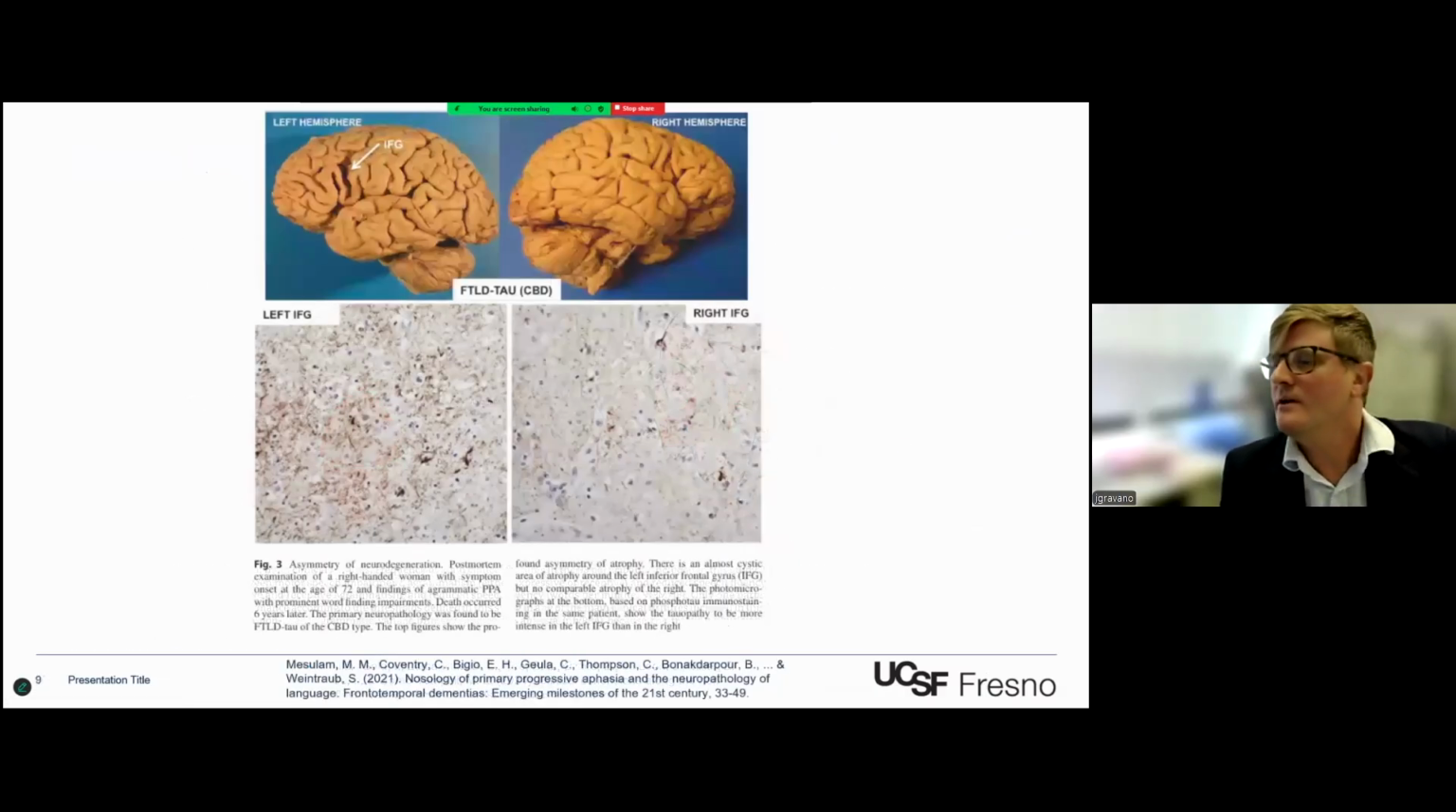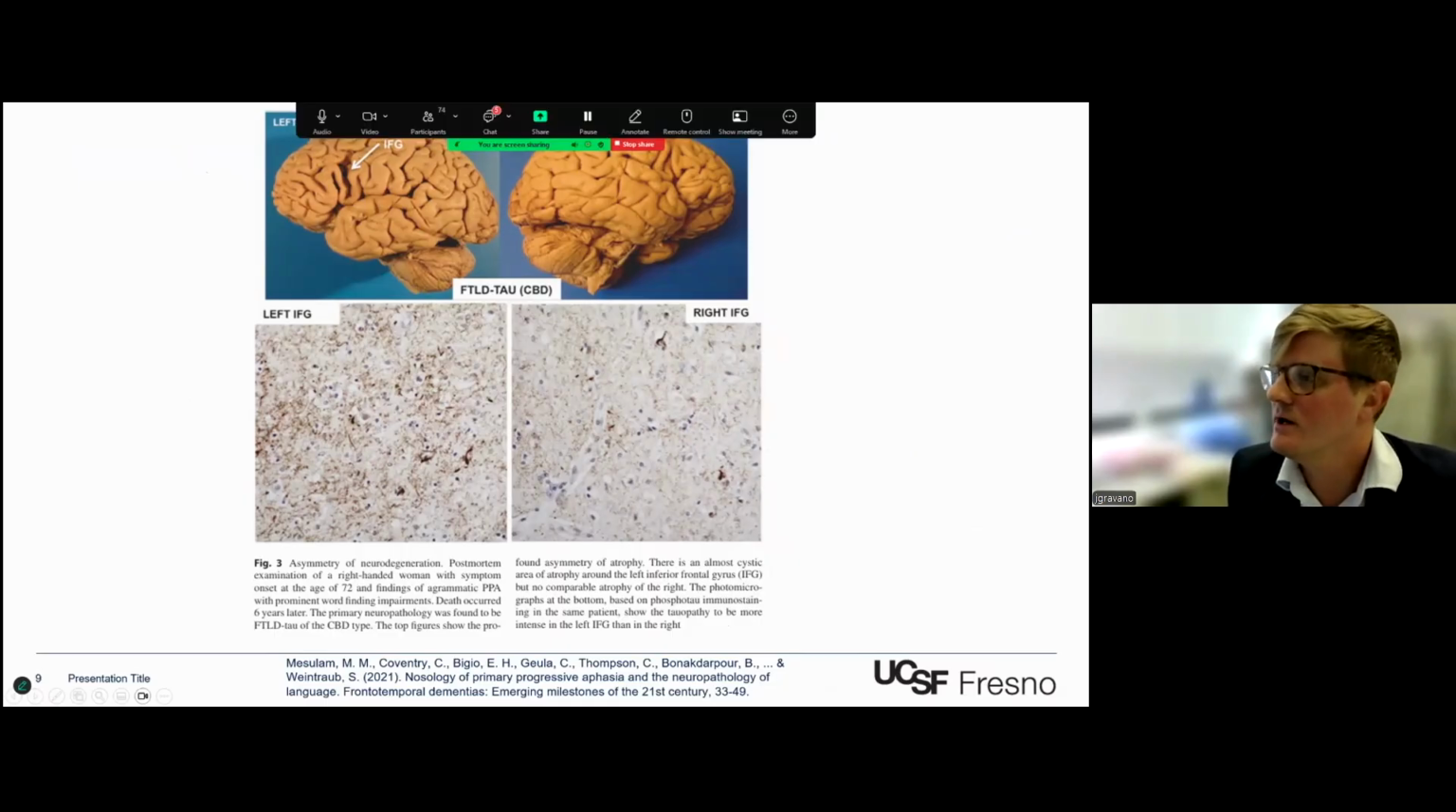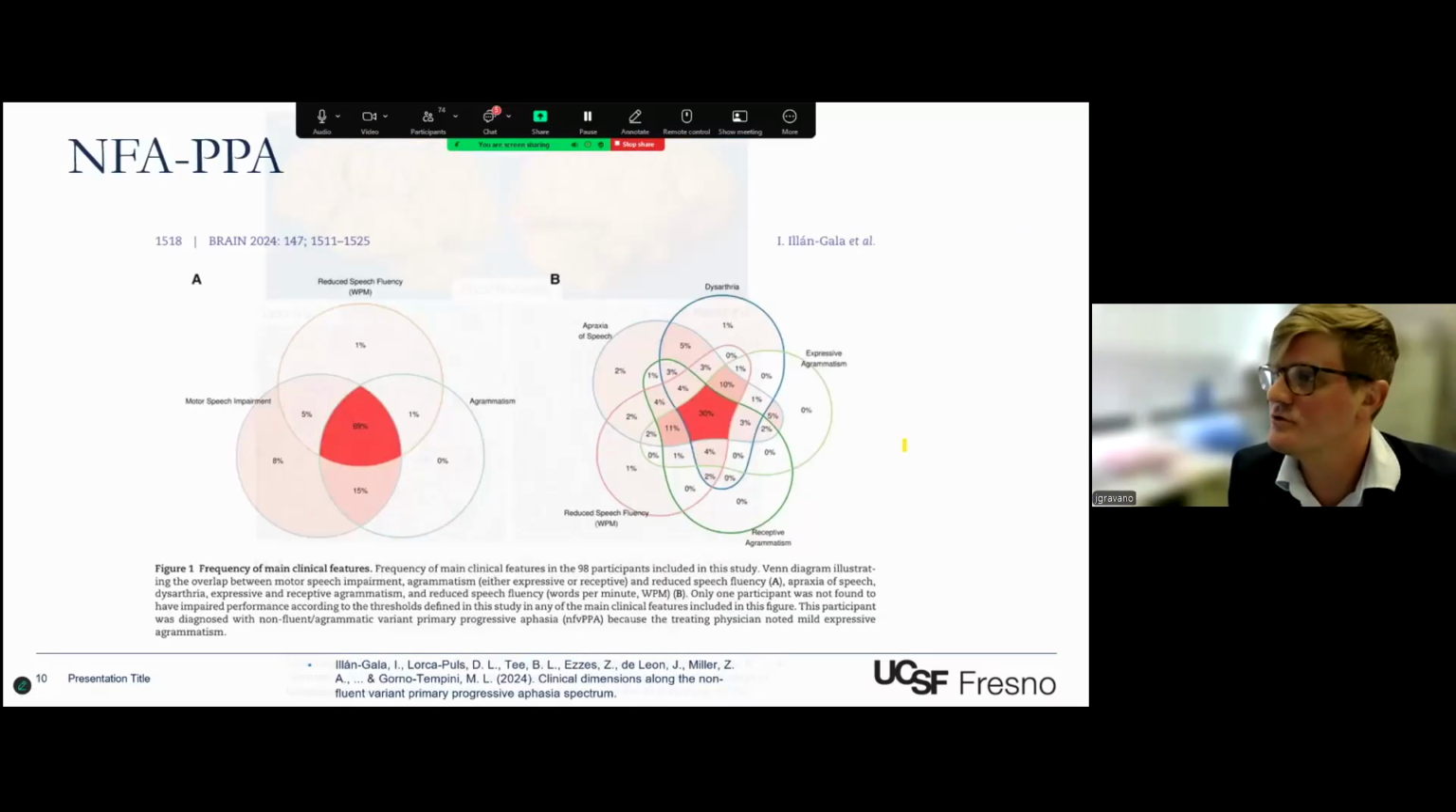Skip a slide. Again, the anatomy here, you can see there's atrophy and specific pathology, in this case, tauopathy, driving this syndrome in this particular case. So again, a good visualization of what kind of underlying pathology can contribute to the syndrome.